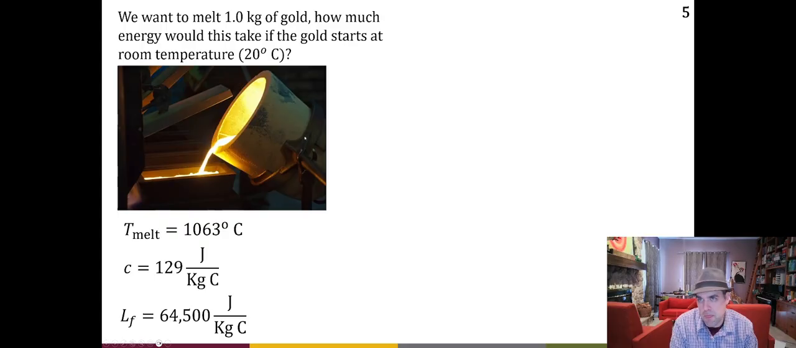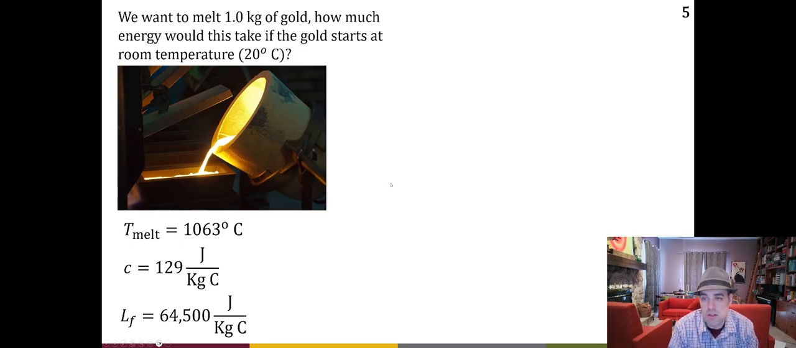Let's do another example. So let's say we want to melt 1 kilogram of gold. How much energy would this take if the gold starts at room temperature, so 20 degrees Celsius? Here I give you some information about gold. It melts at 1,063 degrees Celsius. The specific heat of solid gold is 129, and the latent heat of fusion is 64,500. This is the latent heat to go from a solid to a liquid.